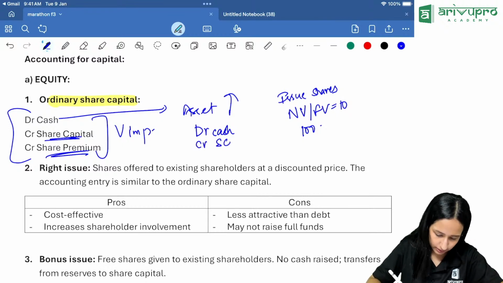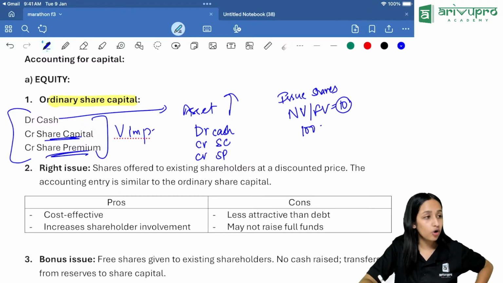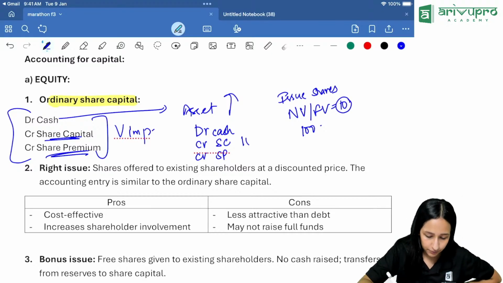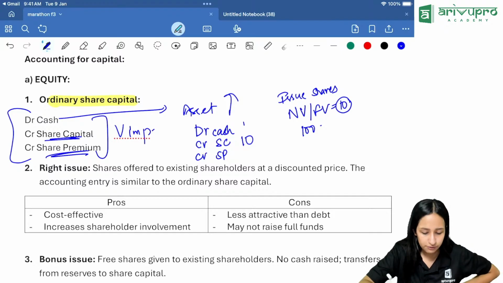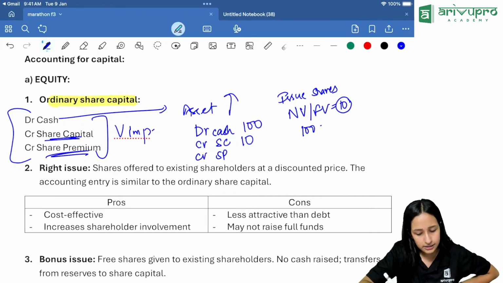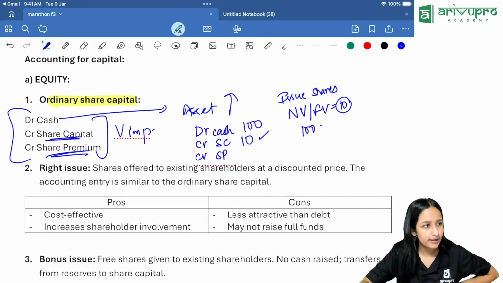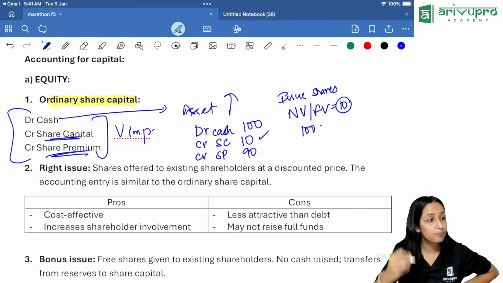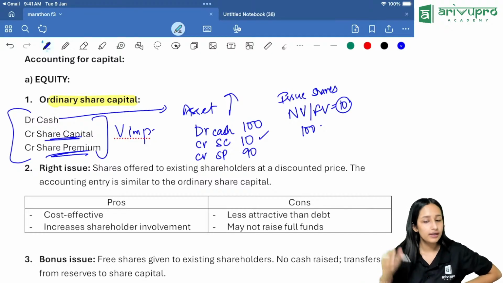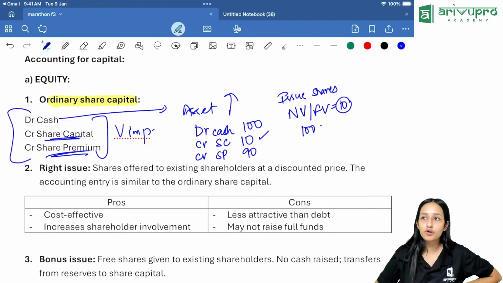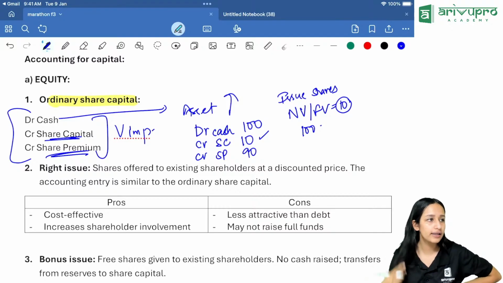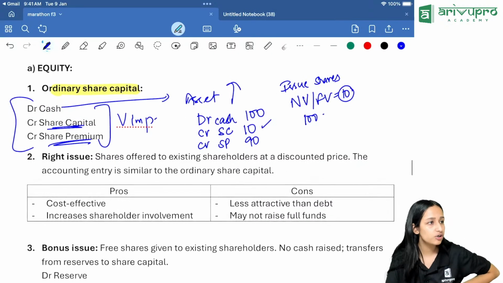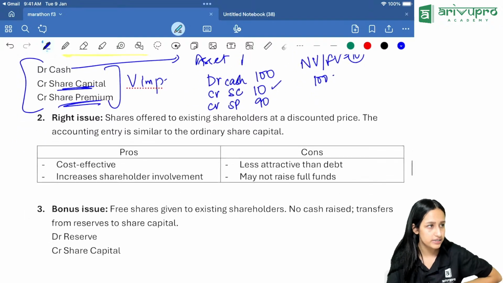Credit share capital, credit share premium. Our share capital is the nominal value, which is 10. Cash is how much we are finally issuing it for: 100. But what is this extra 90? If the value was only starting at 10, the remaining 90 is the premium. That's the extra money that people want to give you just so that they can buy your shares. Got it? This is how you do the journal entries. Could be tested. Journal entries are very, very widely tested in FA.